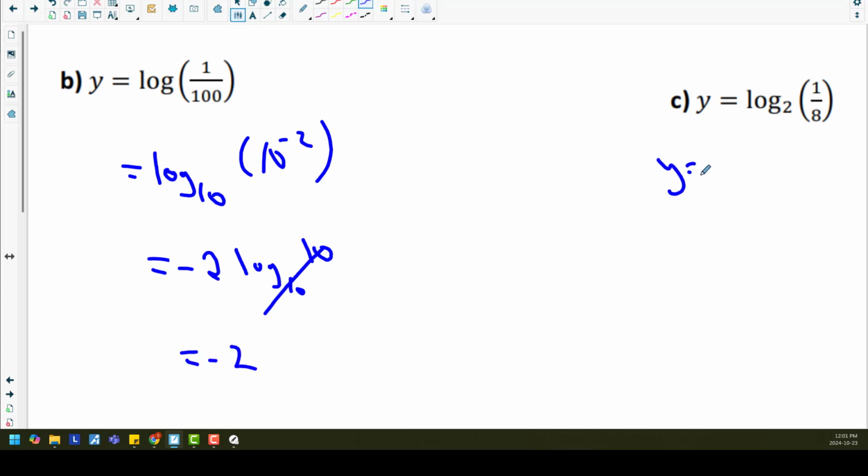Here we have the same thing, log base 2. This is the same thing as 2 to the power of, well, 2 times 2 times 2 is 8, right? So that's 3. But since it's in the denominator, it's 2 to the power of negative 3. And hopefully you can see that that's just going to be negative 3. So yeah, that's how you do that example.